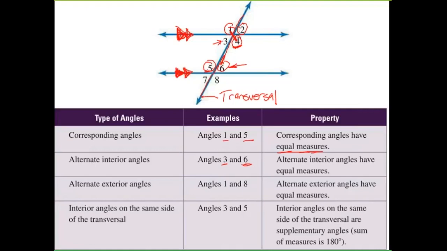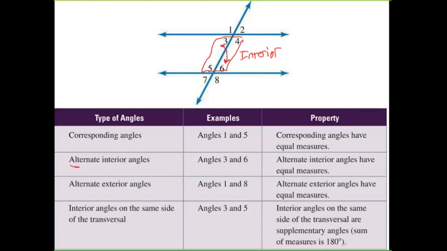Or what we have is called alternate interior angles. In other words, if these are inside the parallel lines, these ones are all interior angles. So this is the interior. And they alternate from one side of the transversal to the other side of the transversal. That's called alternate interior angles. And whenever that happens, they're congruent. So in other words, 4 and 5 are also alternate interior angles.